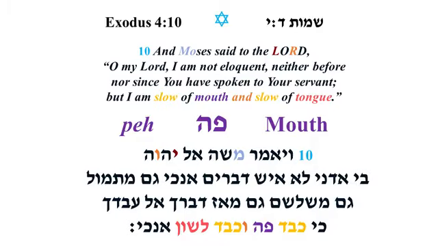Look in Exodus 4, verse 10. It says, And Moses said to Yahweh, O my Lord, I am not eloquent, neither before nor since you have spoken to your servant, but I am slow of mouth, Pei, and slow of tongue. This is when God tells Moses, I want you to go and tell Pharaoh, let my people go. And Moses brings up his speech condition. Moses, by the way, was 80 years old whenever he goes up Mount Sinai and gets these instructions, go and tell Pharaoh, let my people go.